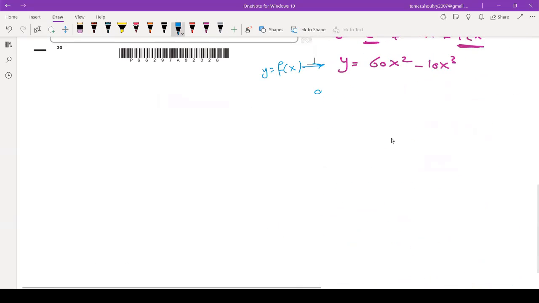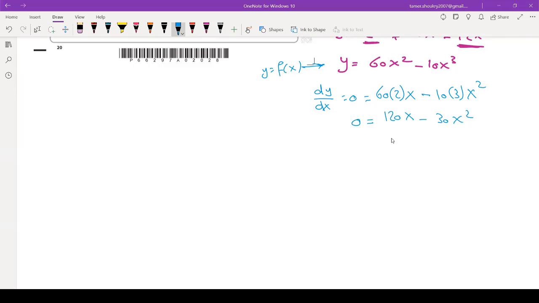So we do dy by dx and we equate this with 0. How do we differentiate here? 60 will remain the same. For x squared, its differentiation is 2, and we reduce the power of x, so it is 2x. Minus 10x cubed, we differentiate, this is 3 and x squared. Now simplify: 0 equals 120x minus 30x squared.